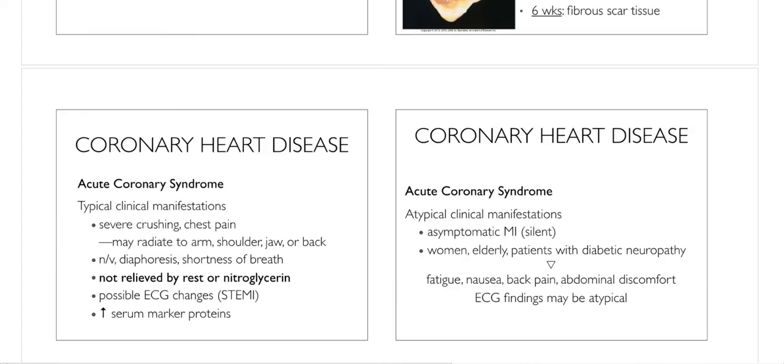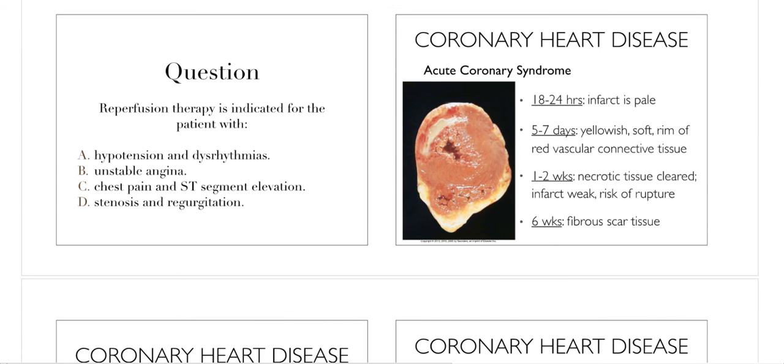Okay, so in the first one day with acute coronary syndrome, we're going to have some part of the heart that is infarcted, and it's going to start to look pale. Within 1 week, that pale section is going to turn yellowish, soft, and develop a rim of red vascular connective tissue. This is the beginning of the inflammatory process and protective mechanism that the heart goes through. So that's after 1 week.